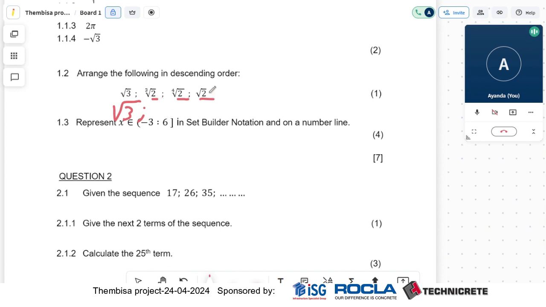Now, we're going to arrange them in the order of the least exponents. So next up, we'd have the square root of 2. And then we'd have the cube root of 2. And we'd have the fourth root of 2.